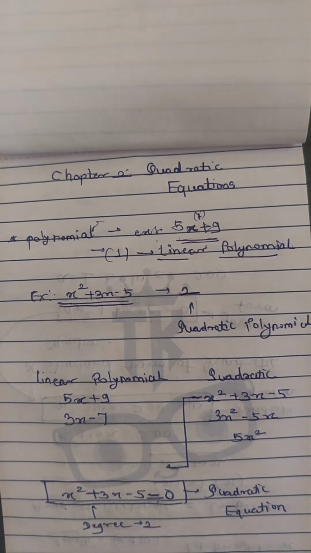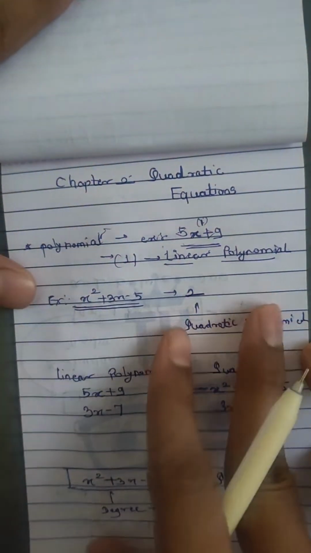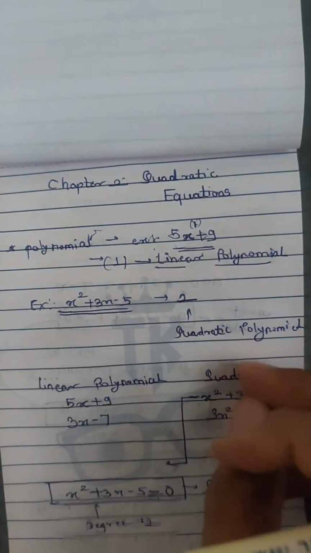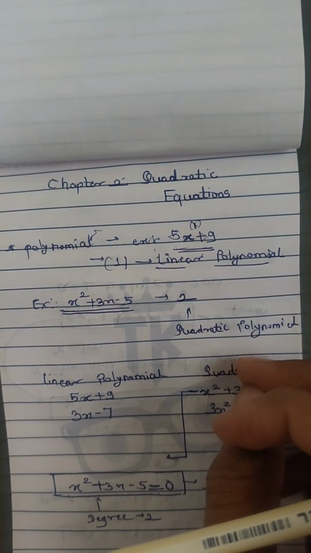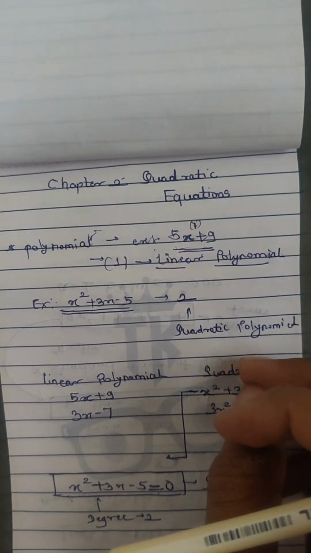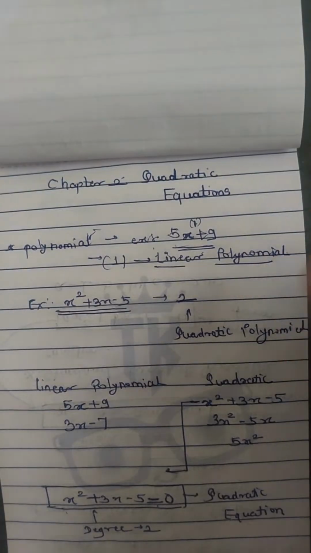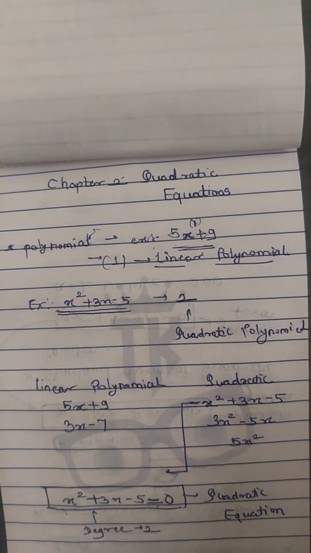Hello everyone. Let's get started with chapter number 2, that is quadratic equations. Up to now, we have studied class 10 chapter 1 of mathematics part 1, that is linear equations in two variables. The next chapter which we are going to study is quadratic equations.